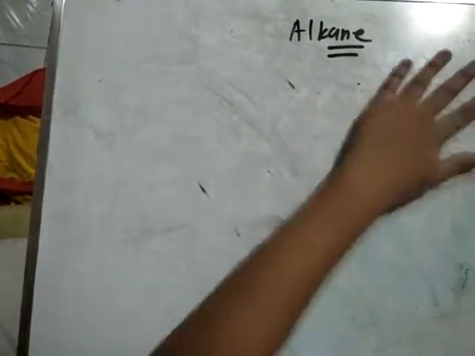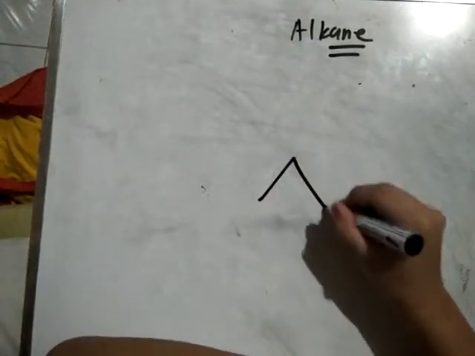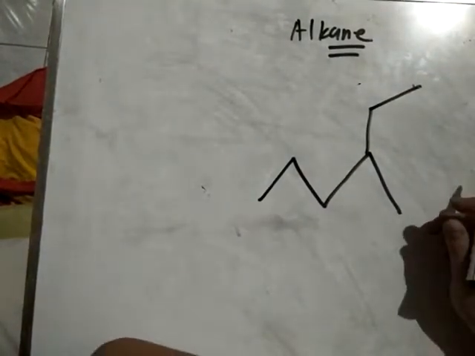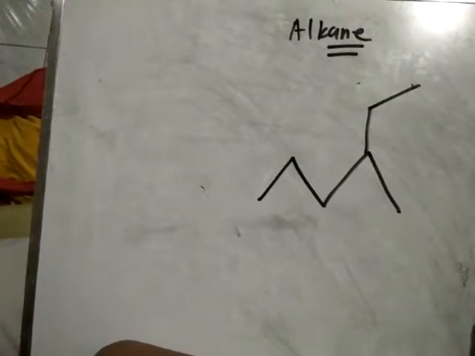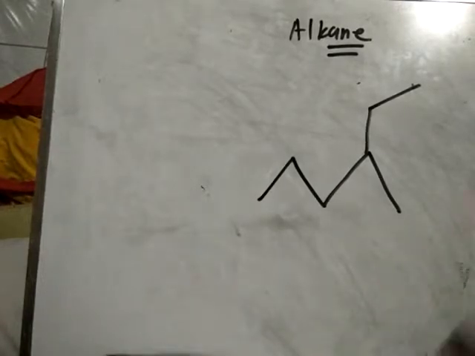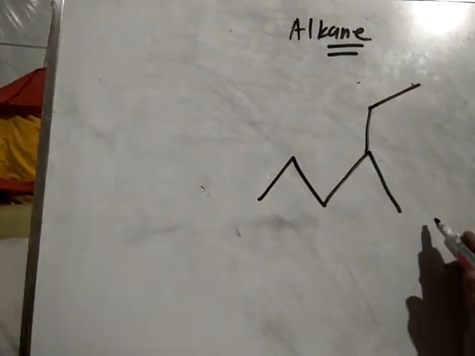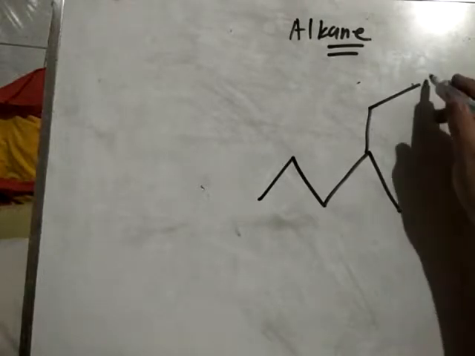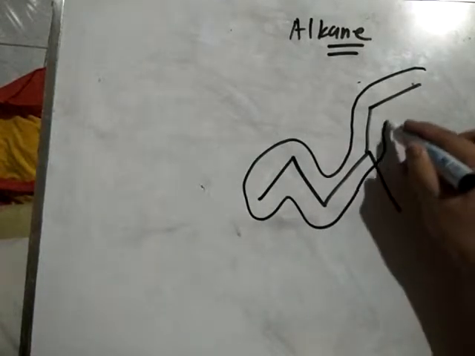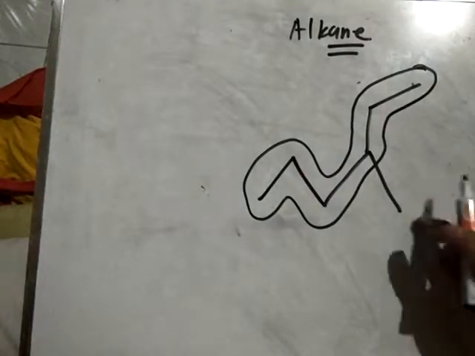Now, how to name them? I'm just going to draw line structures. This is a random example in my mind. First rule, find the parent chain. So what is the parent chain? This is the longest possible path you could make. For example, what is the parent chain here? That's actually this. That's the parent chain. It's not this one.